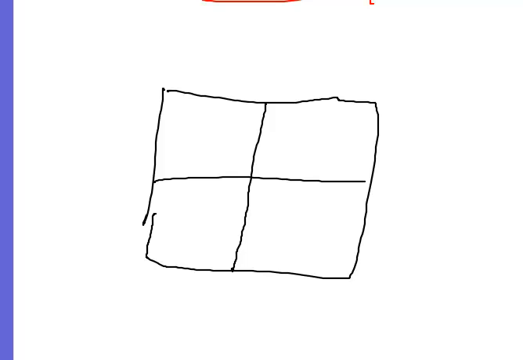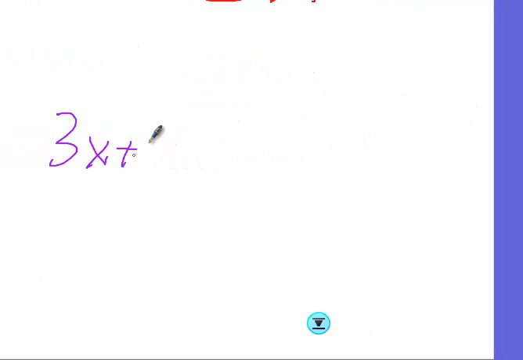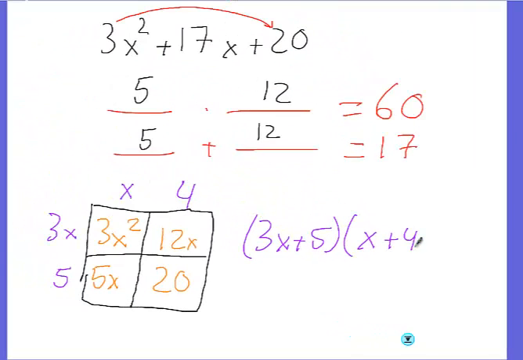All right, again, in the box method, we put in the top left the first term, bottom right the last term. Then I'll put 5x here, 12x here, and you just factor out GCFs. The common factor between 3x squared and 12x is 3x. 5x and 20, the GCF is 5. 3x squared and 5x, the GCF is x. 12x and 20, the GCF is 4. So our final answer is 3x plus 5 times x plus 4.